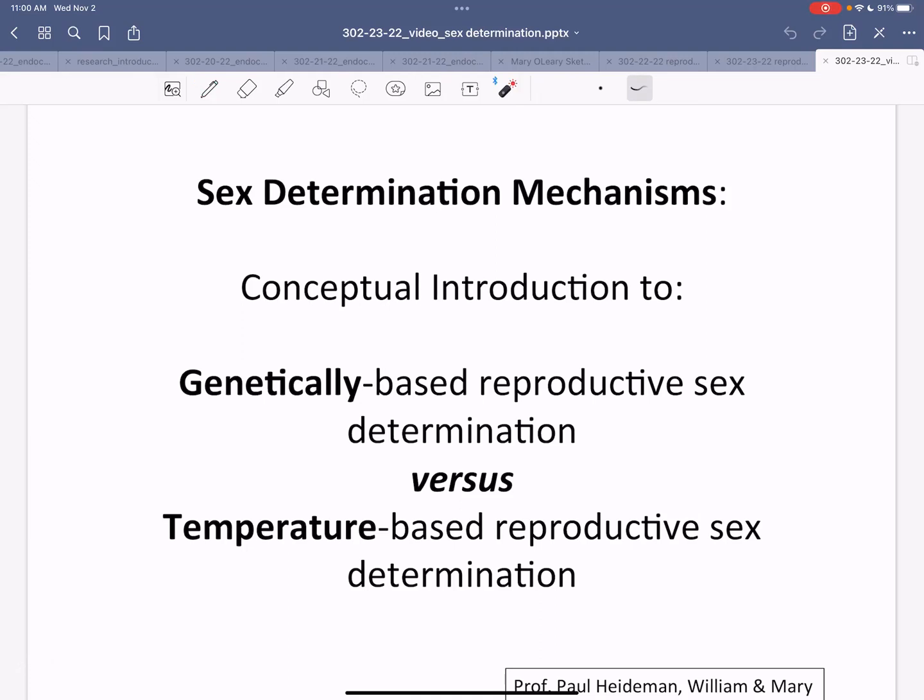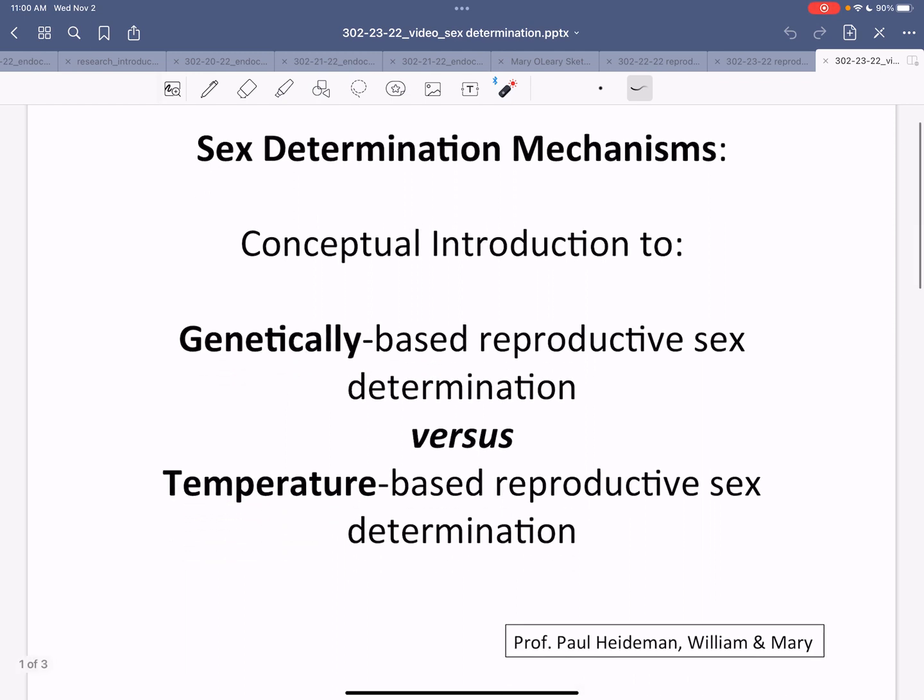This is a conceptual introduction to sex determination mechanisms. It won't be quite accurate in lots of the details, but overall, it'll represent what's going on with genetically based reproductive sex determination in comparison to temperature-based reproductive sex determination that occurs in a lot of reptiles. So genetically based, lots of species, including mammals. Temperature-based, there are quite a few reptiles who use it.